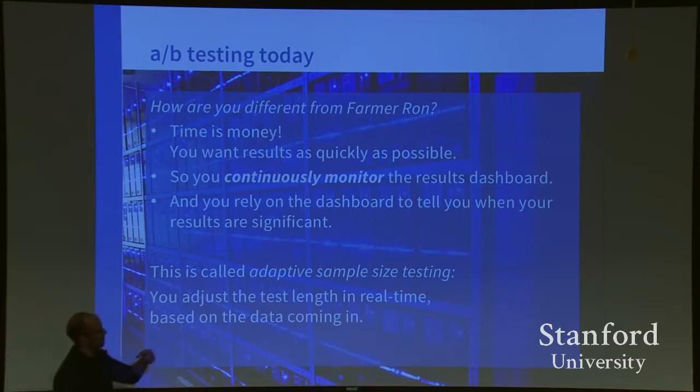What you're going to do, though, is adjust the test length in real time, which really means you're adjusting the number of observations you're getting in real time. You're going to look at the data to decide how long this experiment is going to be, which is not what the textbook tells you to do. It's not what Stats 101 advises you to do. And you're kind of in uncharted waters at that point. So you adjust the test length in real time based on the data coming in.